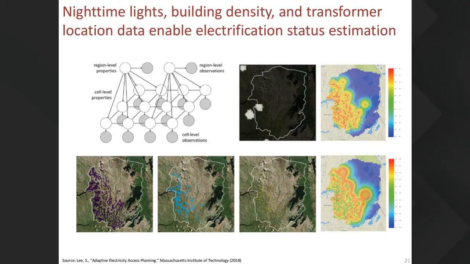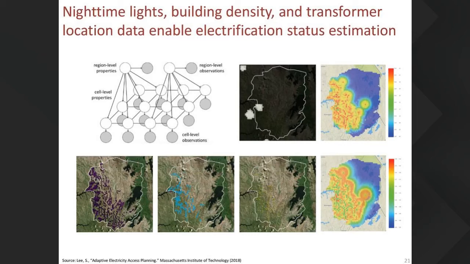In our case, we have a lot of nighttime lights that are shown here, in the middle plots on the top row. We have on the bottom left a plot that shows building density. Second over from the bottom left, we have some information on where different low voltage lines are. A little bit over, we have transformer locations. And in these plots on the right, we're trying to predict with higher levels of accuracy where there's electricity.